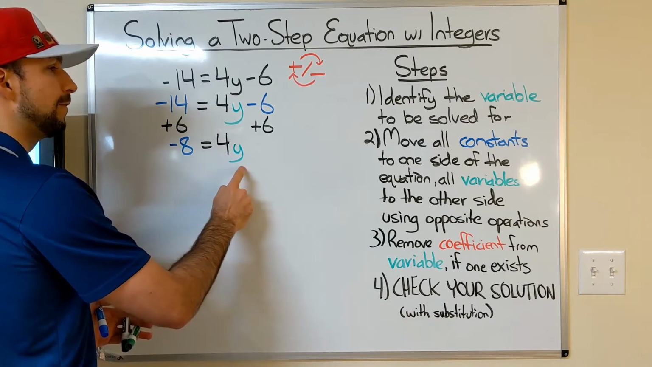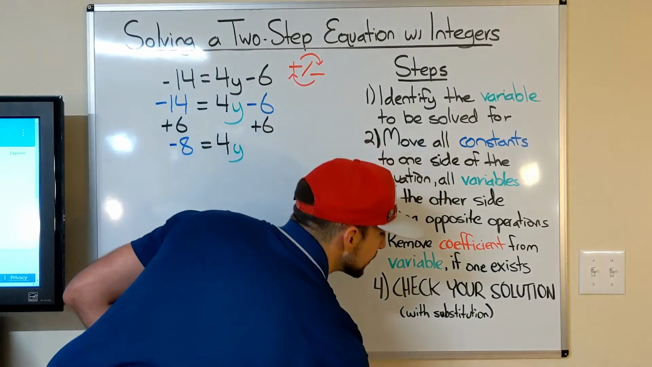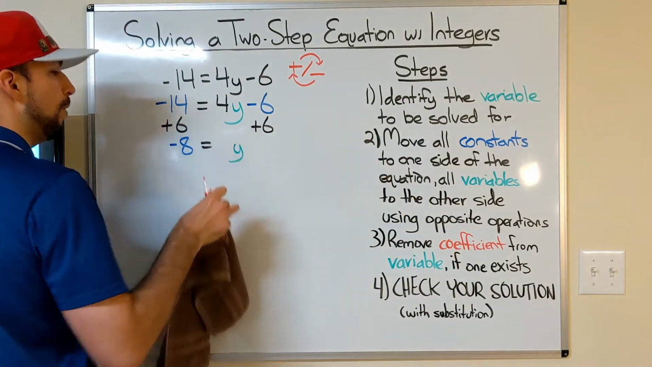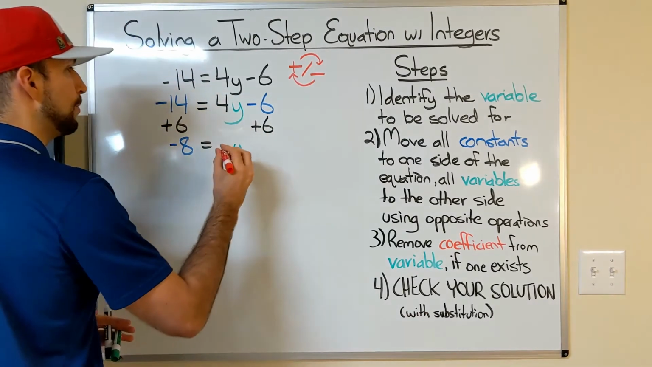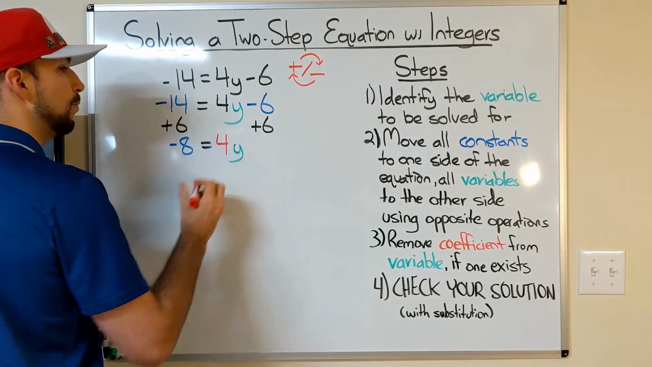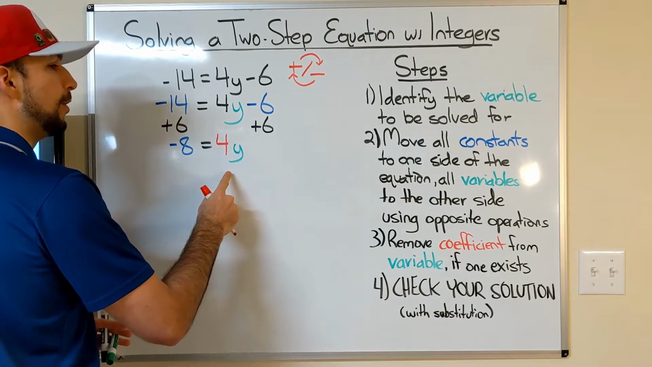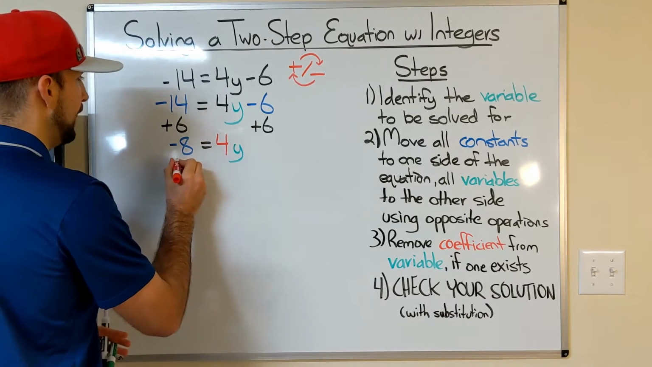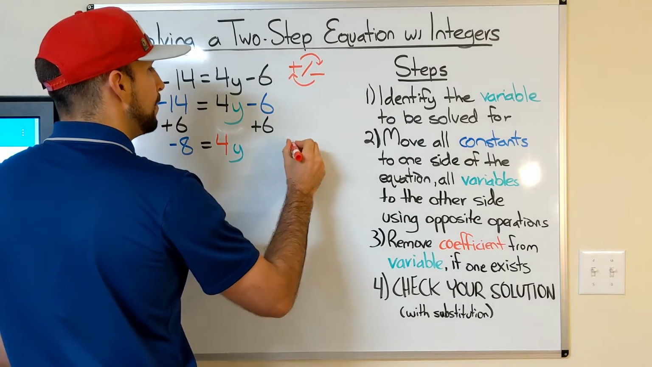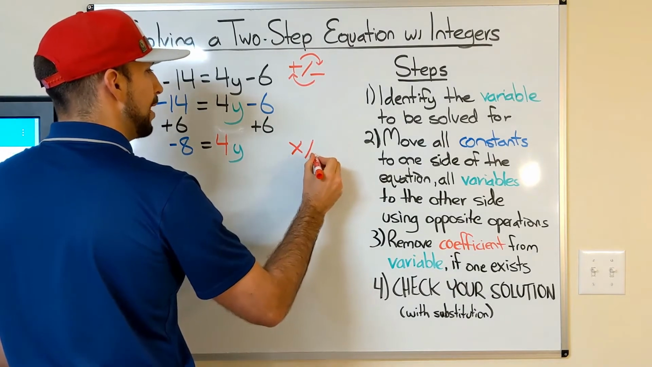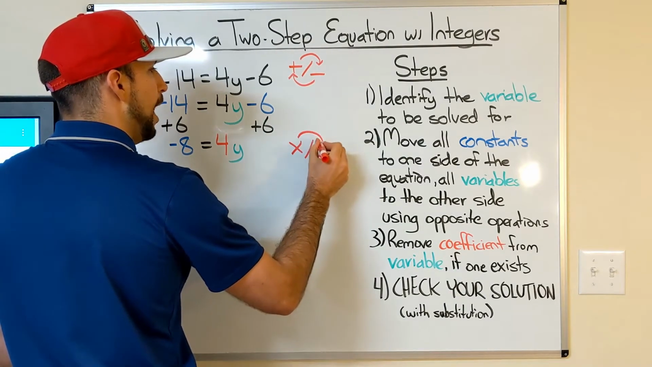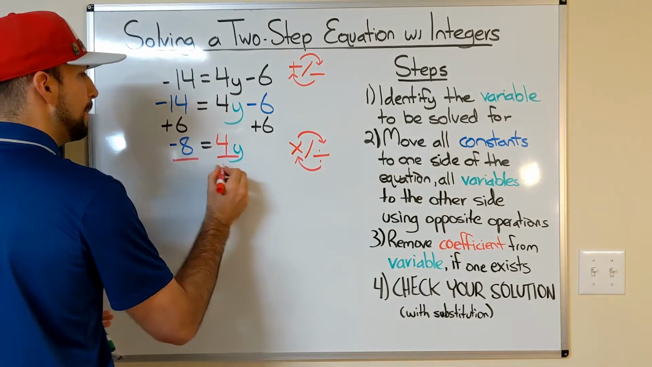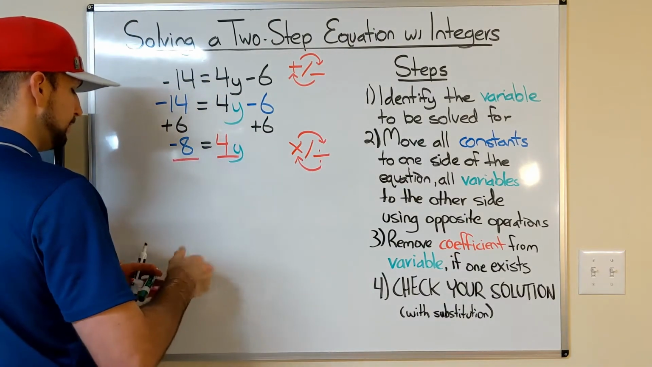Now, this 4 in front of the y is what we call a coefficient. Coefficients multiply their variables. And before I have a solution, y equals a number, I need to get rid of this coefficient. Our next step will be to remove this coefficient from the variable by opposite operation here. Because that variable is multiplying y, opposite operation will be to divide. We're going to divide everything by that 4.